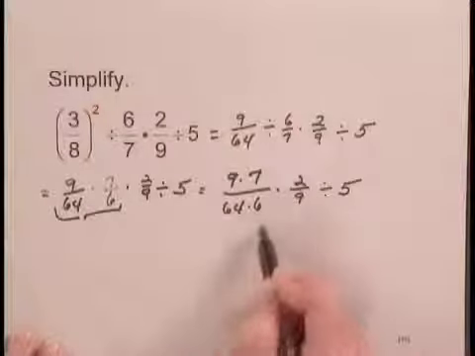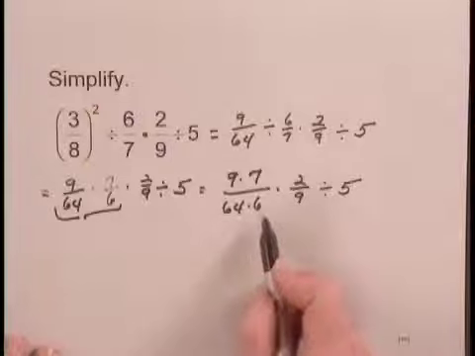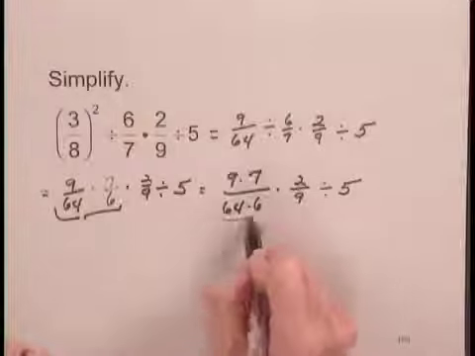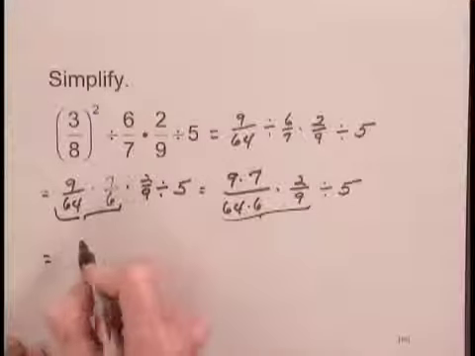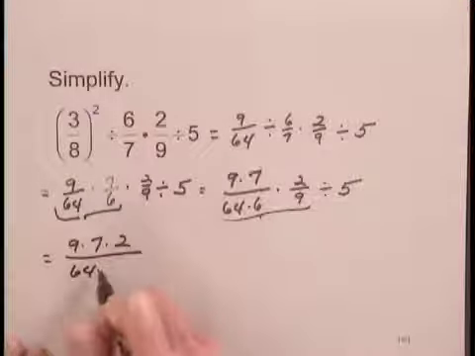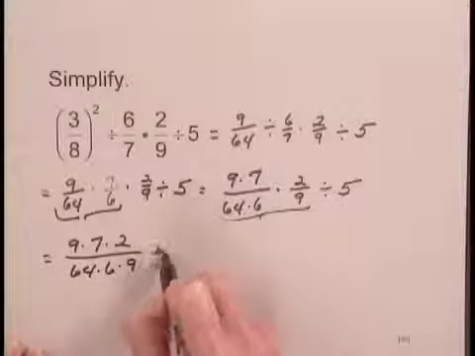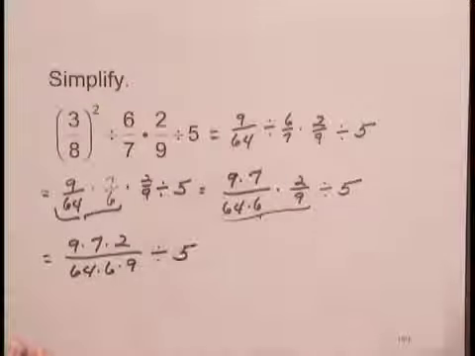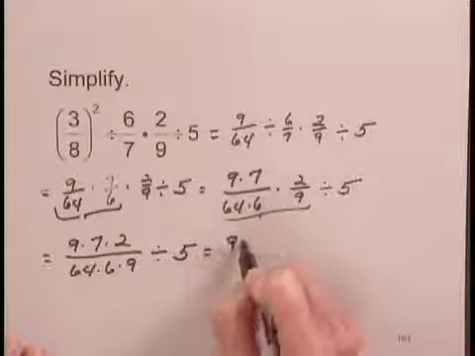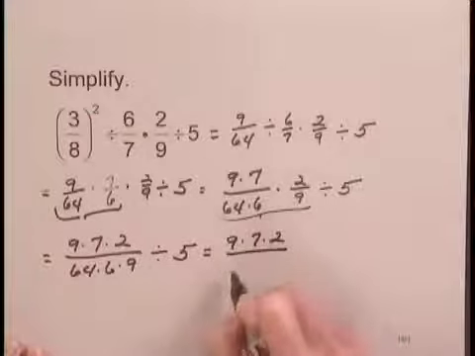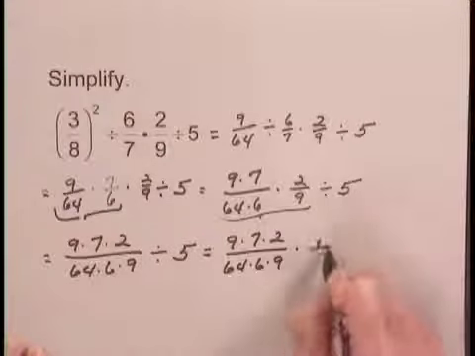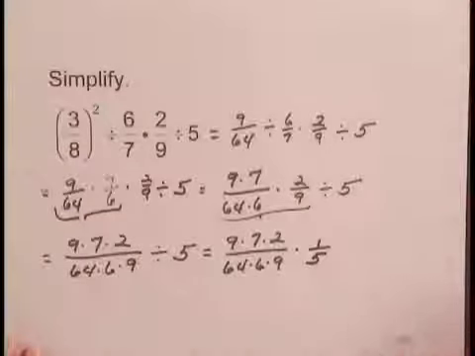And I'm going to leave this in factored form instead of multiplying it out because it will make it easier to simplify at the end if I already have some factors. Next we'll do this multiplication. That gives us 9 times 7 times 2 over 64 times 6 times 9, and that's divided by 5. To divide by 5, I multiply by the reciprocal of 5, so I would write this as 9 times 7 times 2 over 64 times 6 times 9 times the reciprocal of 5, which is 1/5.